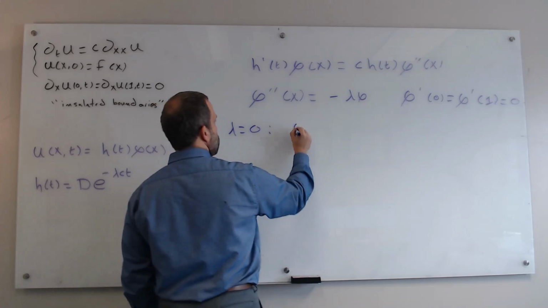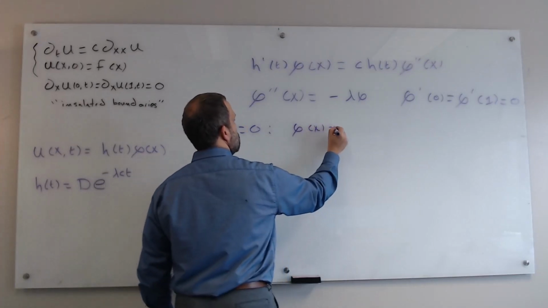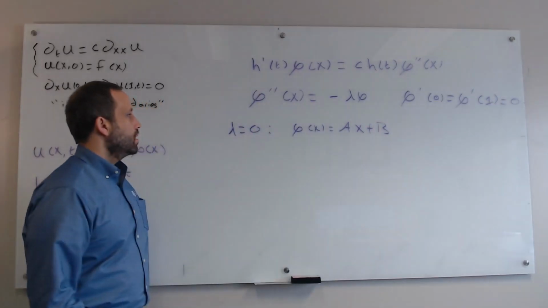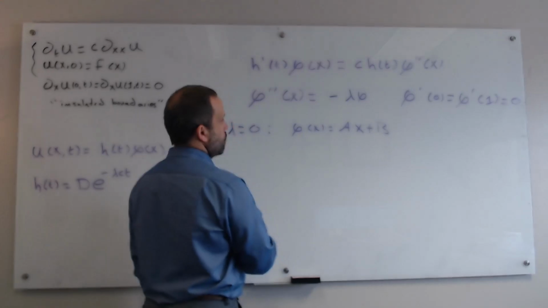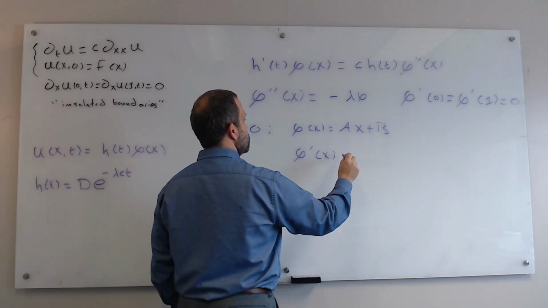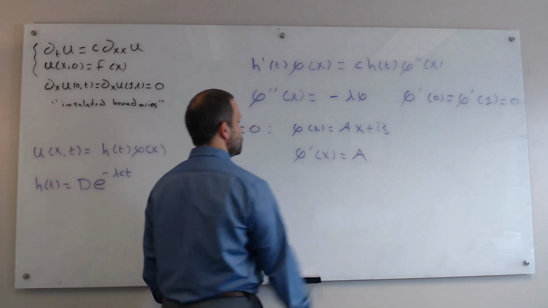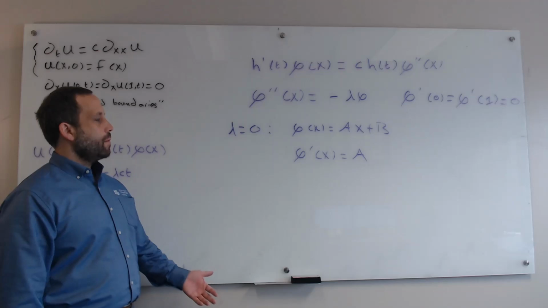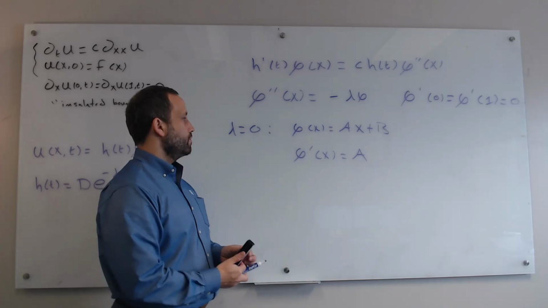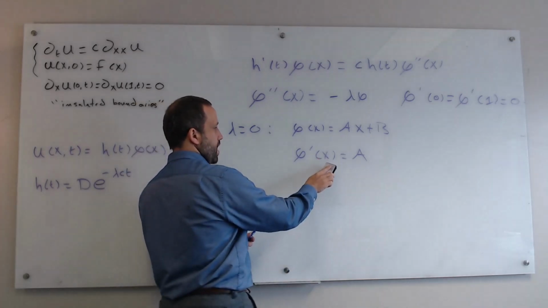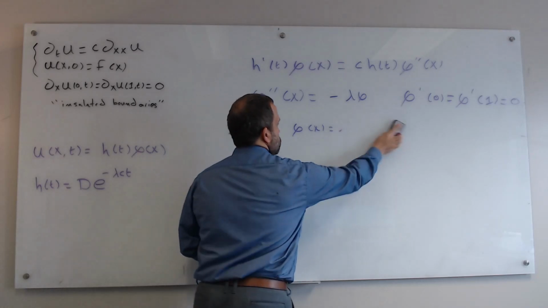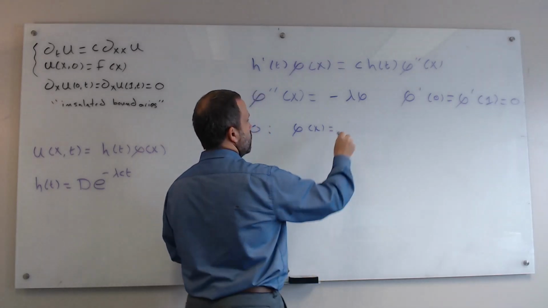If lambda is equal to 0, this means phi of x is equal to ax plus b. Now our boundary conditions are on phi prime, not on phi. So phi prime of x is equal to a. Now I know phi prime of 0 and phi prime of 1 are both equal to 0, so this says a has to be equal to 0. Otherwise, if I plug in 0 there, it just says phi prime of 0 equals a, so then a has to be 0. So then phi of x is just equal to b.